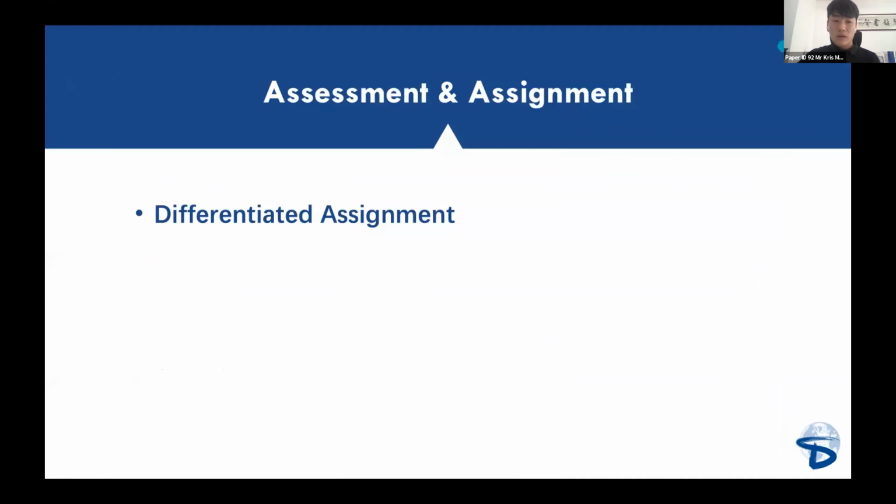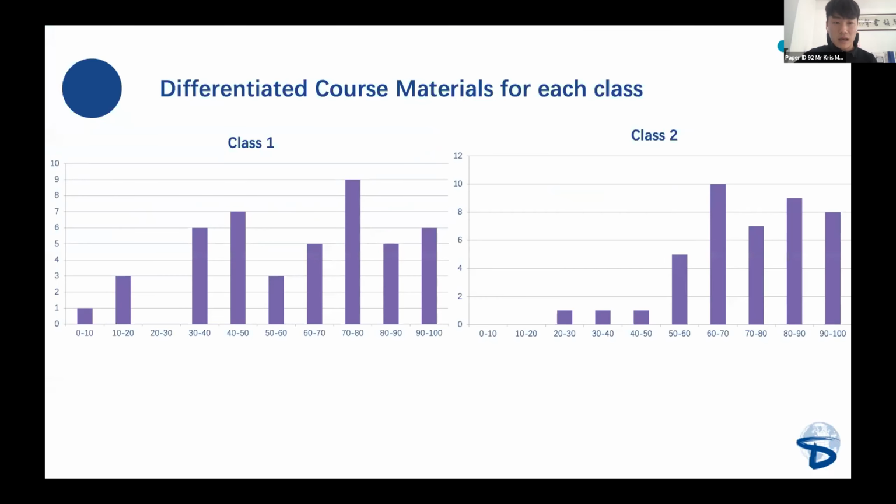And the last part will be the assignment. For the assignments, we have differentiated assignments. You can also call them personalized assignments. How do we achieve this? You can see that first, we have differentiated course material for each class. We are a boutique school, so each grade we only have 2 classes.